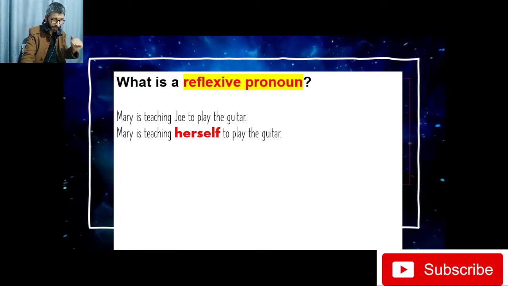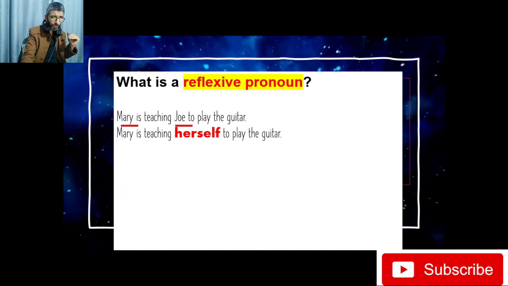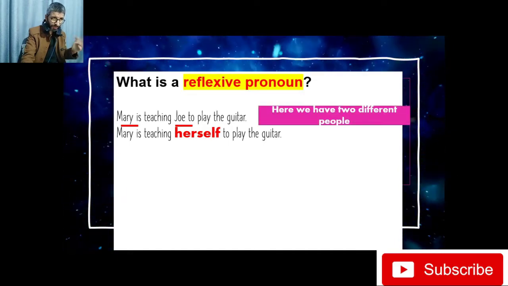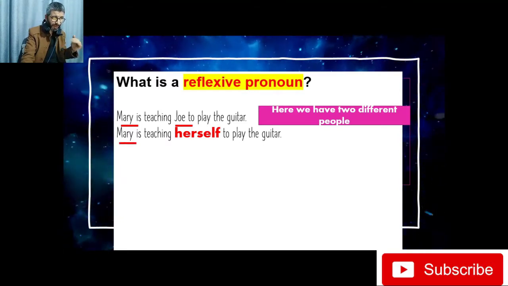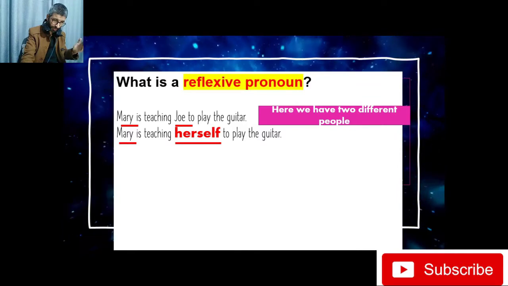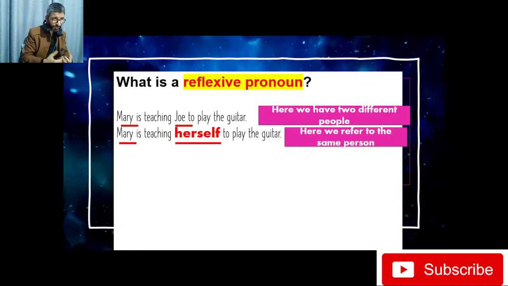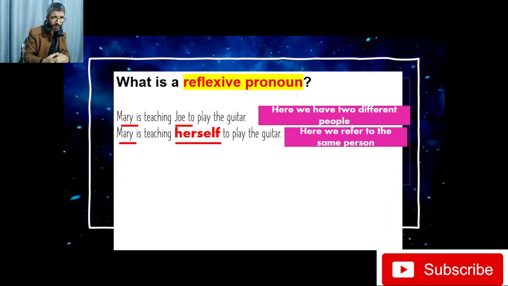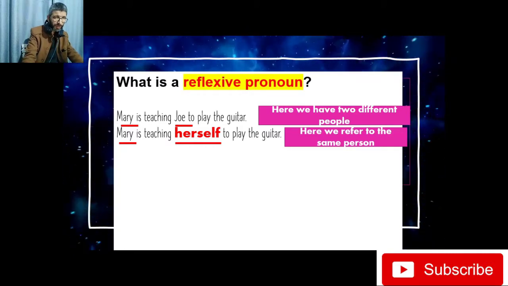In the first sentence, we have Mary as subject and Joe as object. Here we have two different people, Mary and Joe. But in the second, we have Mary and herself. Here we refer to the same person. So we are not going to repeat "Mary is teaching Mary." We're going to use "Mary is teaching herself." So herself here is a reflexive pronoun.